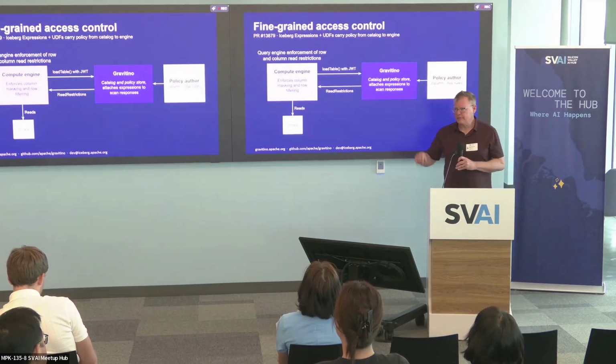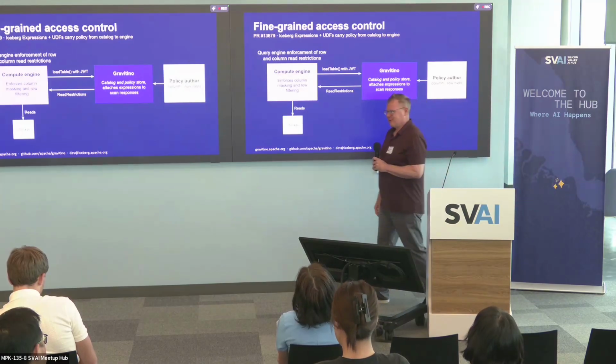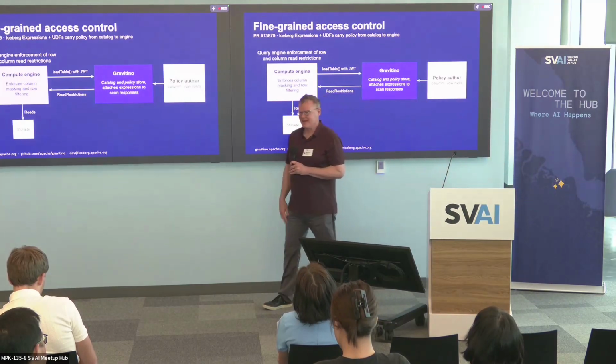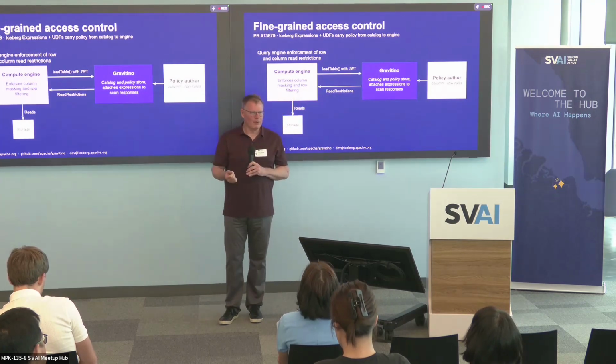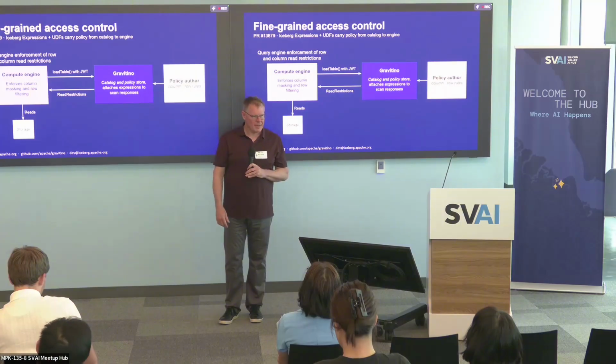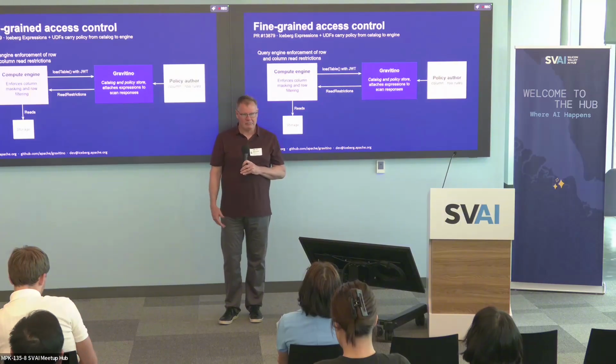Okay, let's talk about the third topic before I use all my time here. Fine-grained access control is a super exciting feature because everybody wants to perform row filtering and column masking. And this is another one of those features. It's like, well, what's the big deal?